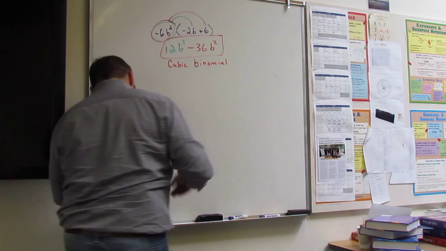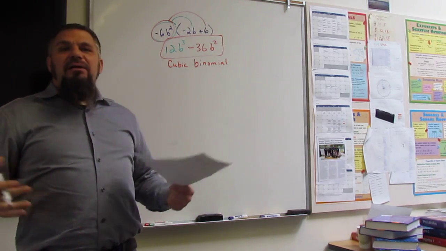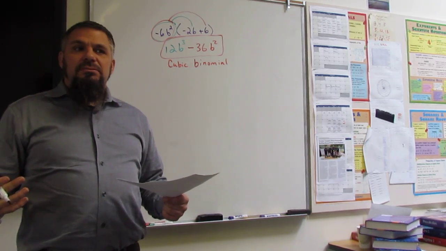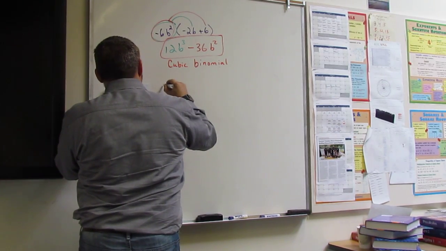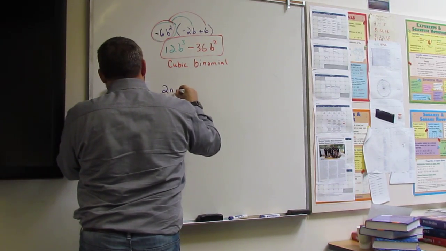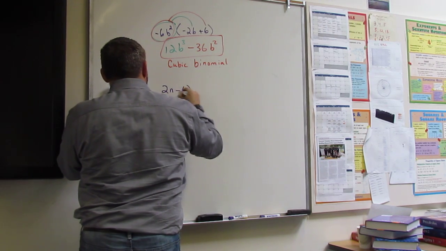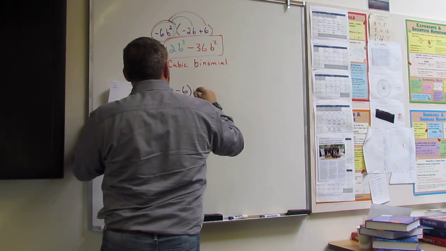will be 2 binomials. Okay? 2 binomials. So like 2n minus 6, right?